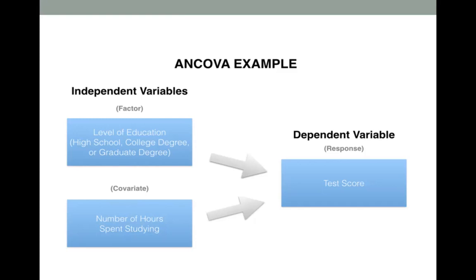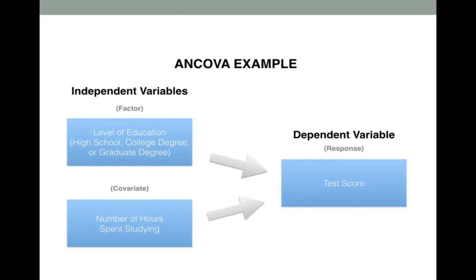So level of education has a direct effect on the test score. But there is some other factor that affects the score, which is also a continuous variable: the number of hours you spend studying. In as much as you are in high school or college or graduate, your test score could be affected by the number of hours you spend. But you might decide to say, okay, we are not interested in looking at the number of hours. We hold it constant. We simply check what's going to be the test score result.